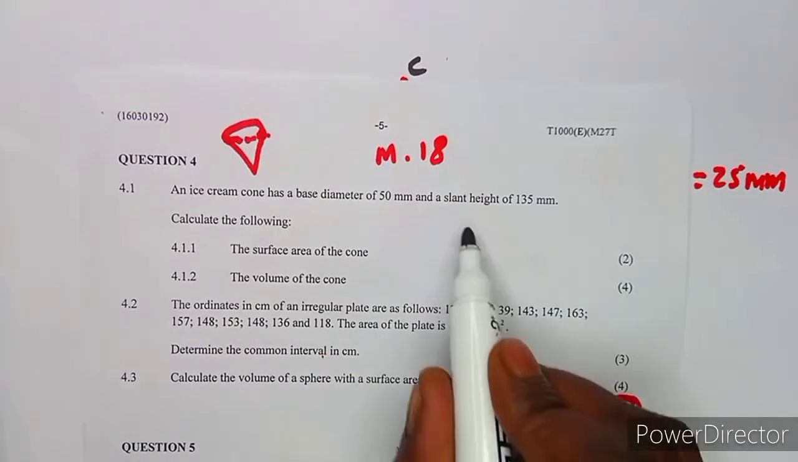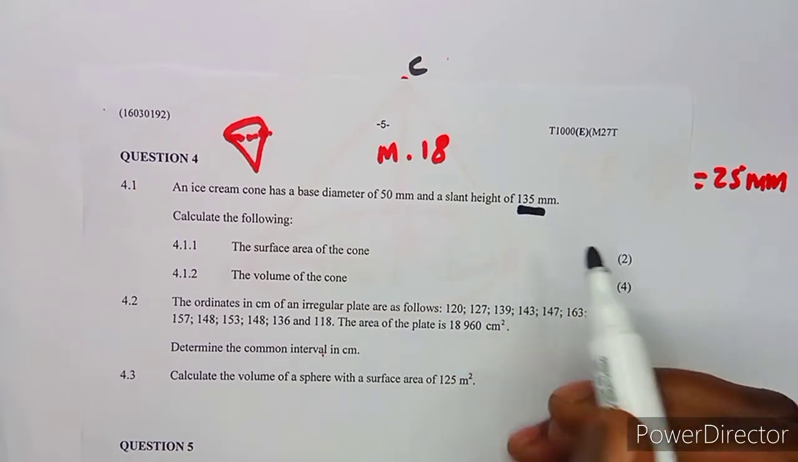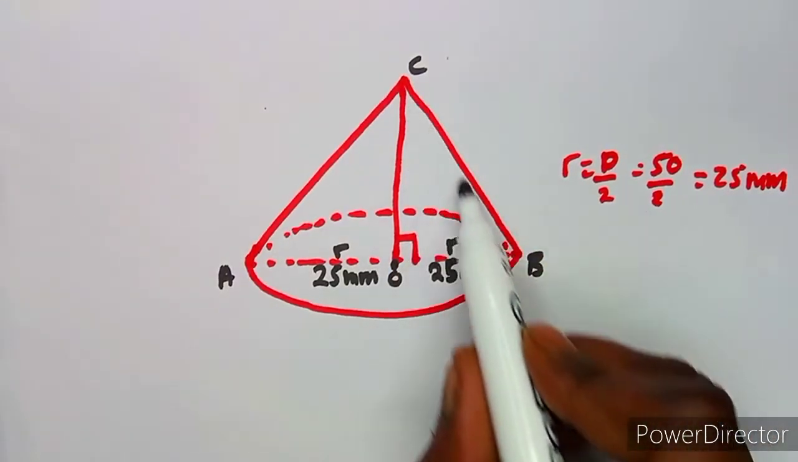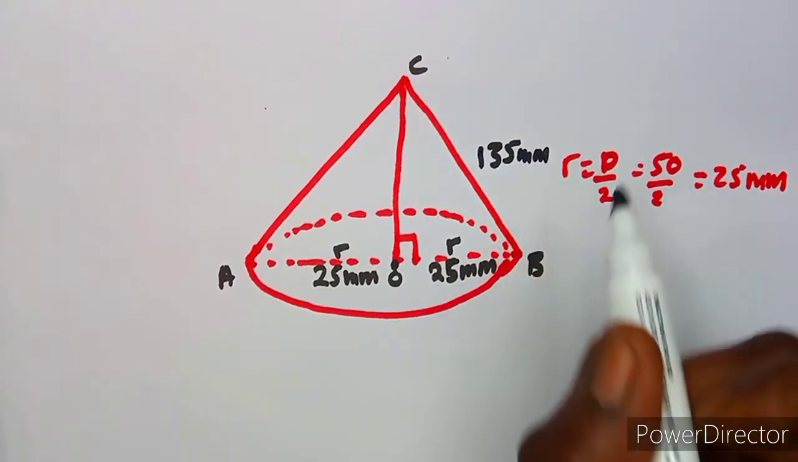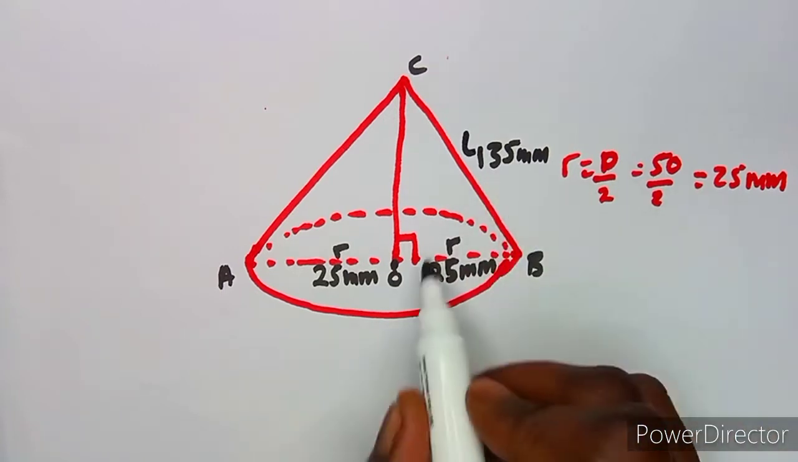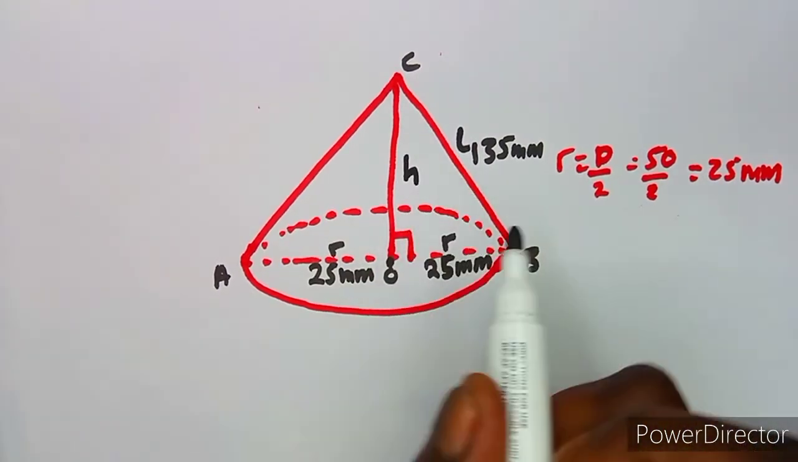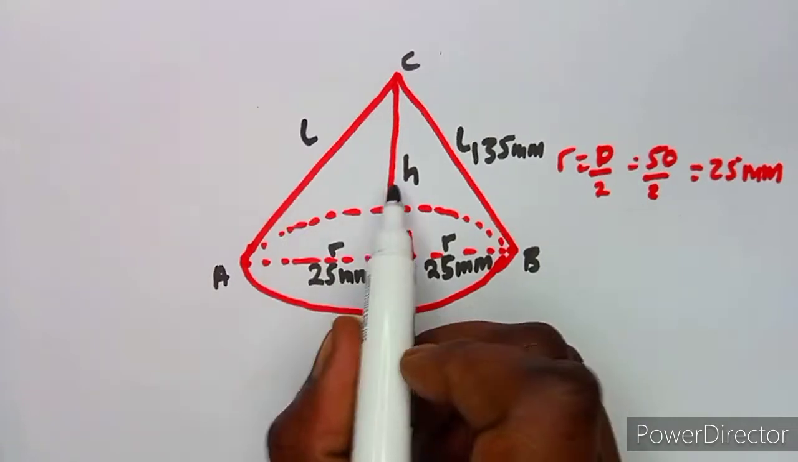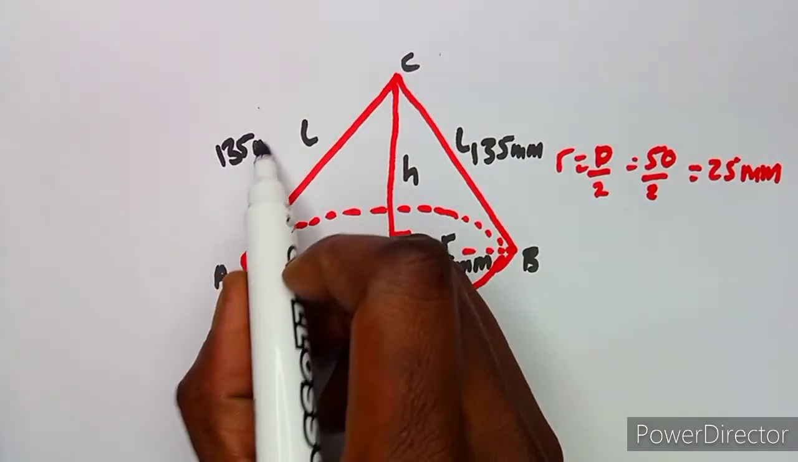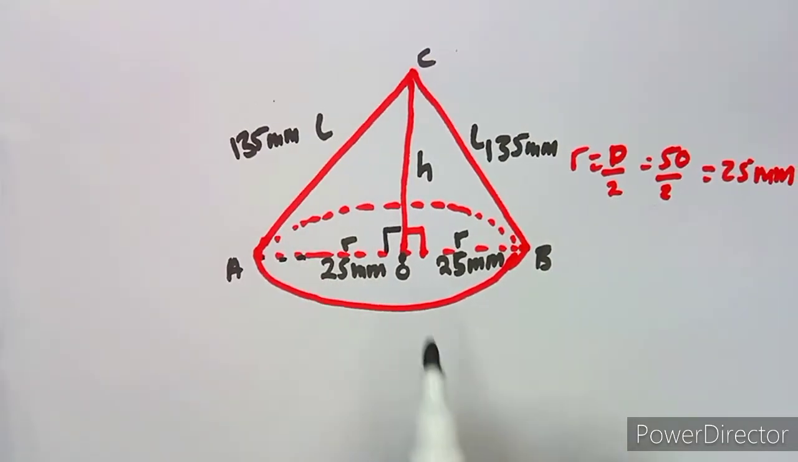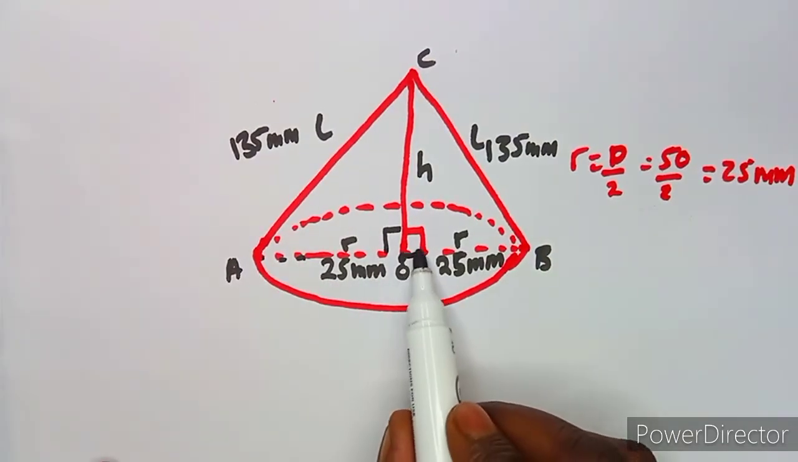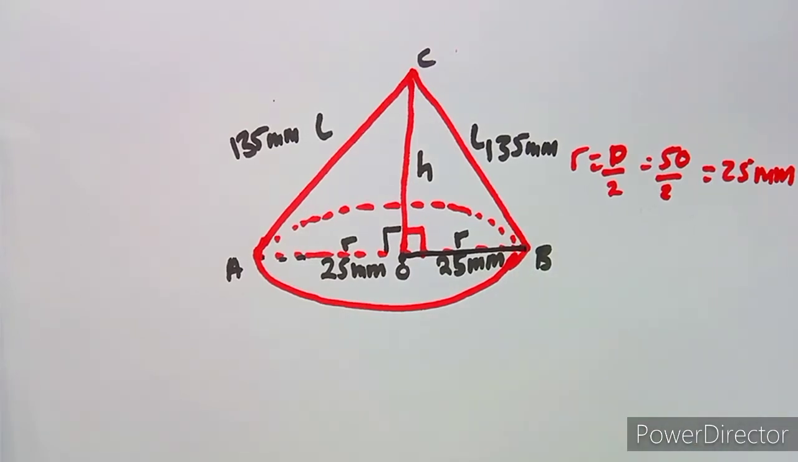Anyways, then we are given also the slant height of 135 millimeters. This is your slant height, this one, this is your 135 millimeters here. So this is the slant height, which is L. This is the radius, and this is the perpendicular height. So these two are the same. This is also 135 millimeters, and remember this gives us also a right angled triangle if we are to complete this triangle like that.